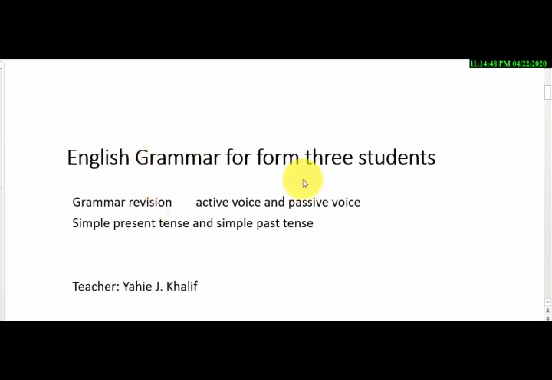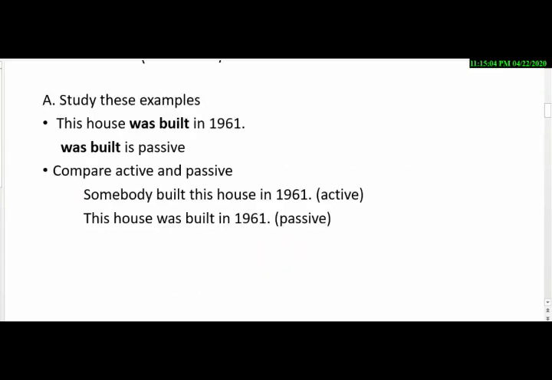Inaan fududayno. Casharkan maanta wuxuu ku saabsan yahay these two tenses, simple present tense and simple past tense passive voice. So let us start and study these examples. Look at this example: This house was built in 1961. Was built is passive. Guriyan waxaa la dhisay.